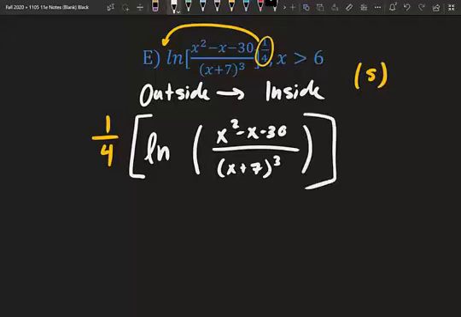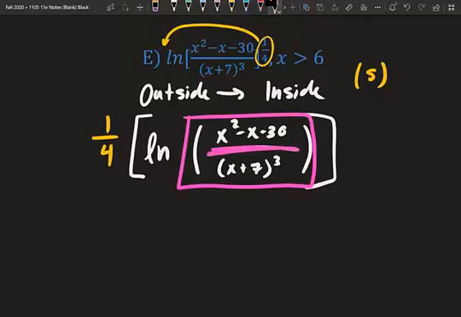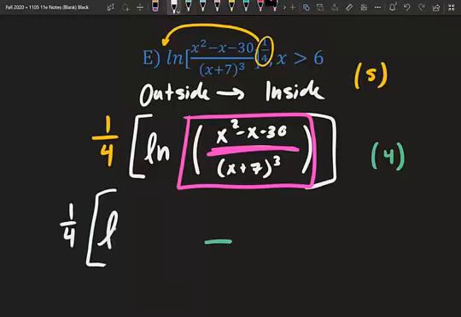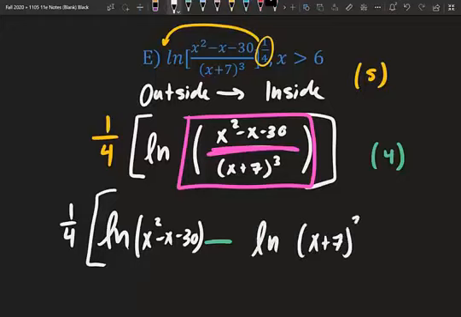All right, now we start to focus inward. So big picture, what's happening inside the argument? So inside the argument is a division symbol. So we know, because it says division, using one of our properties, we're going to split this up. So using property 4, we can split this up with subtraction. So we still have 1/4 on the outside of everything. So we have ln, the top goes first, so x squared minus x minus 30, minus ln x plus 7 cubed.